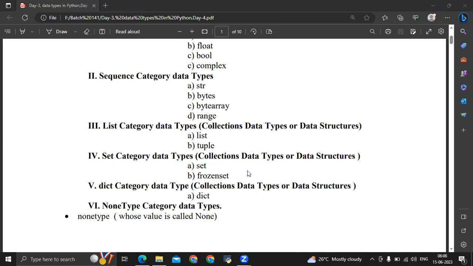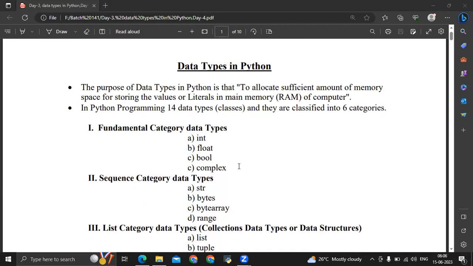Students, whenever we talk about data types, it's not like we are going to cover it in one day. We'll proceed with the syllabus, and meanwhile we'll go ahead with the data types. So let's start. The first data type we are going to talk about is the fundamental category data type. Let's go ahead with that.